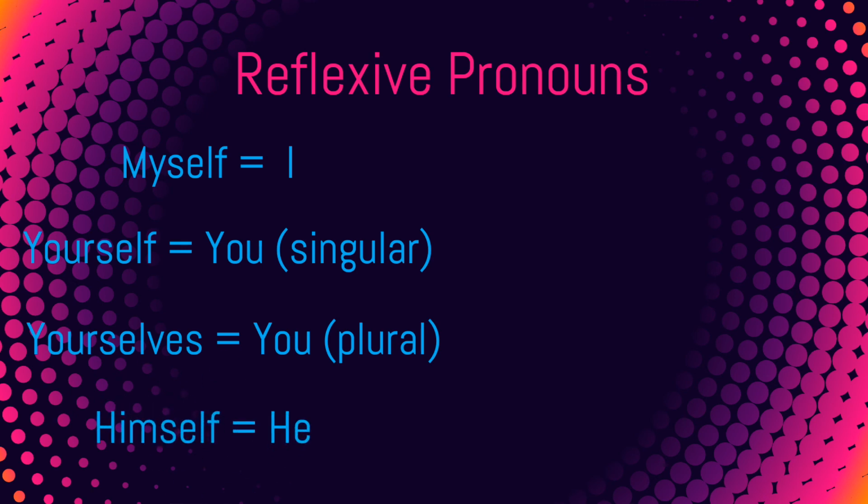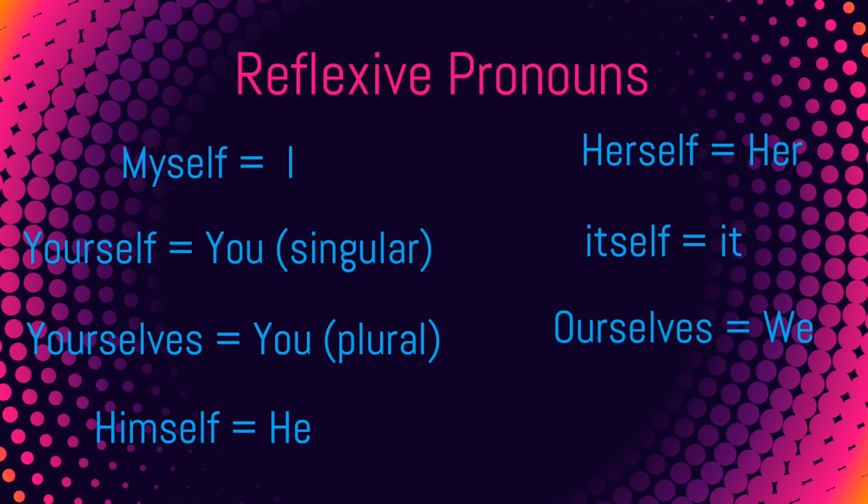The reflexive pronoun himself refers back to he, the subject of the sentence. Herself refers back to the subject she. Itself refers back to the subject it. Ourselves refers back to the subject we, and themselves refers back to the subject they.